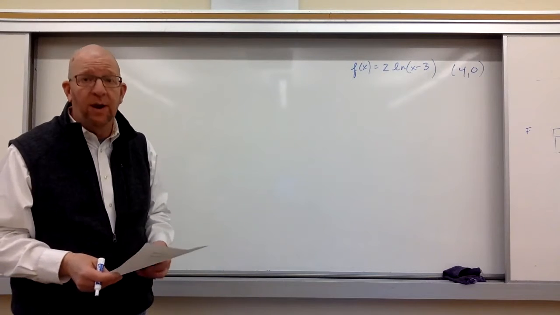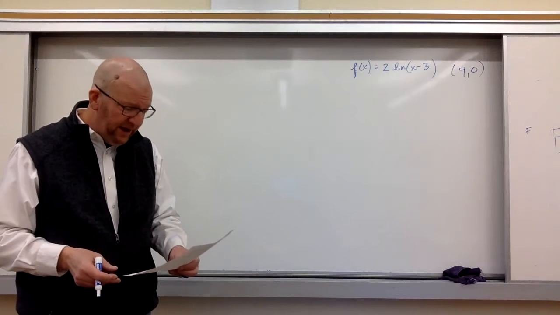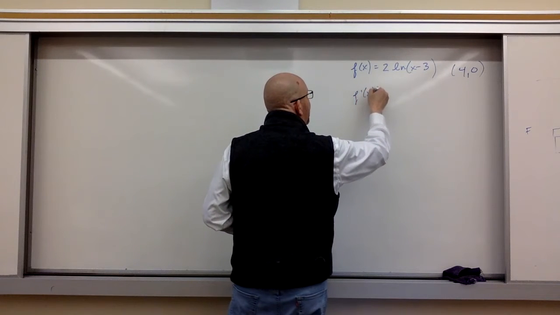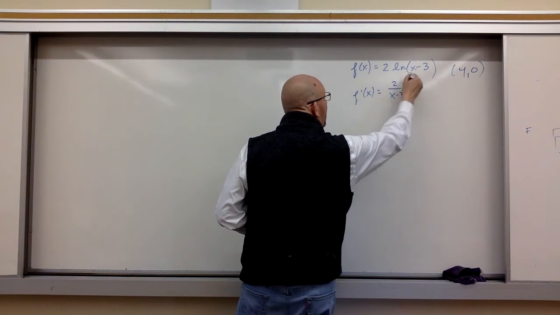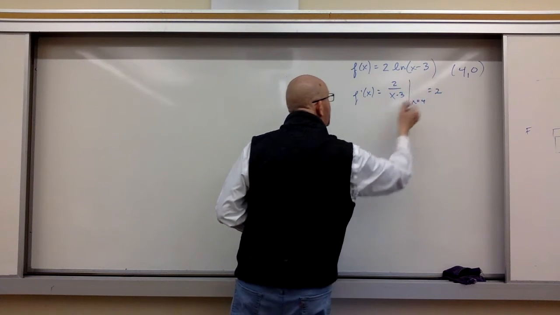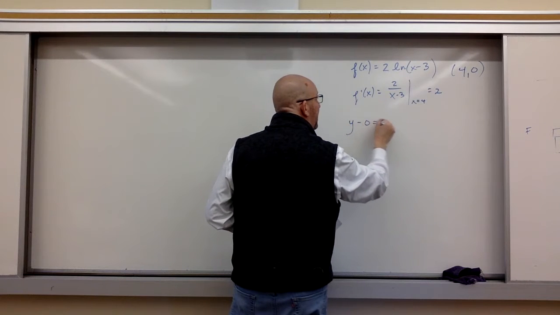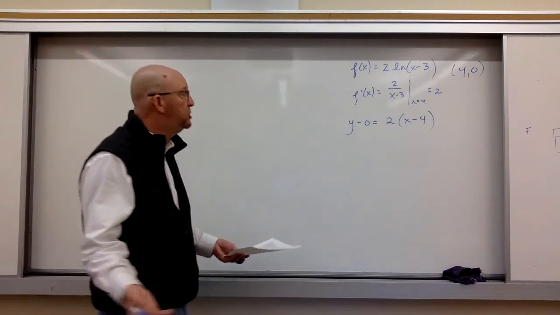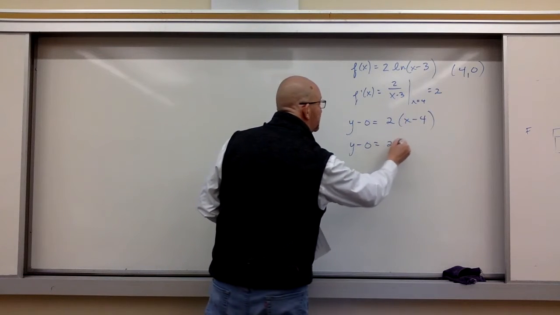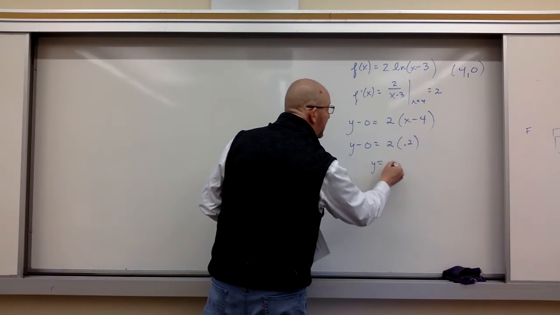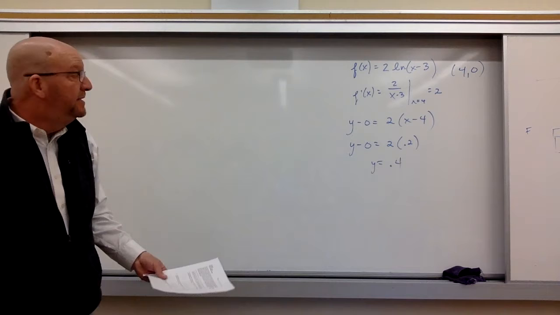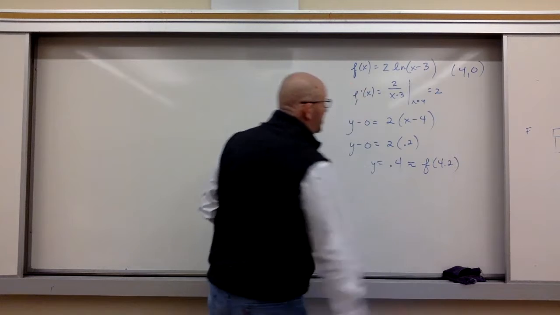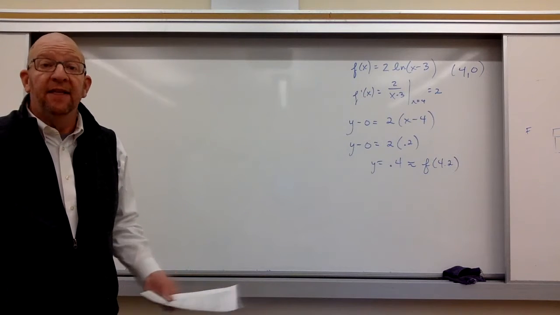In part A, we're asked to find the equation of the tangent at x equals 4 and use it to approximate f of 4.2. So we will calculate f prime of x and get 2 over x minus 3. And we know that when x equals 4, this is 2. So our tangent here becomes y minus 0 equals 2 times x minus 4. At 4.2, we have y minus 0 equals 2 times 0.2, or y equals 0.4. So we say this is approximately equal to f of 4.2. Okay? That's it. That's the tangent line.